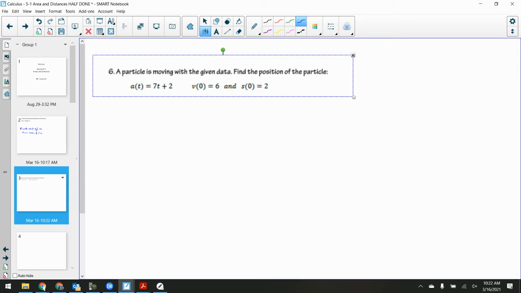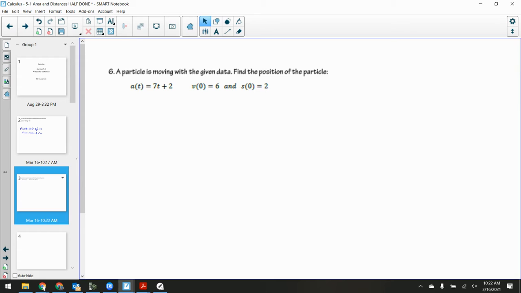Okay, a particle is moving with the given data. Find the position of the particle. Now remember, the derivative of the acceleration is the velocity. The derivative of the velocity is the, I'm sorry, I'm saying that the other way around. The antiderivative of the acceleration is velocity. The antiderivative of velocity is position, right? So if I want to find the antiderivative of acceleration, that's going to be velocity.